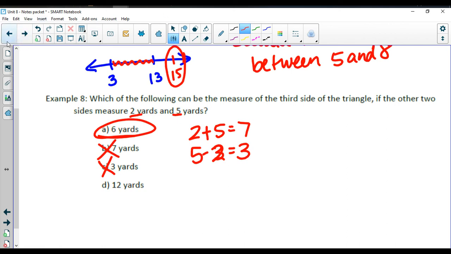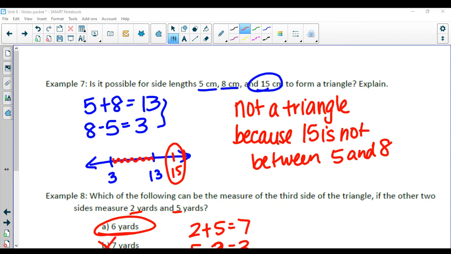That's it then for your lessons on triangles. So this is lesson 8.1.